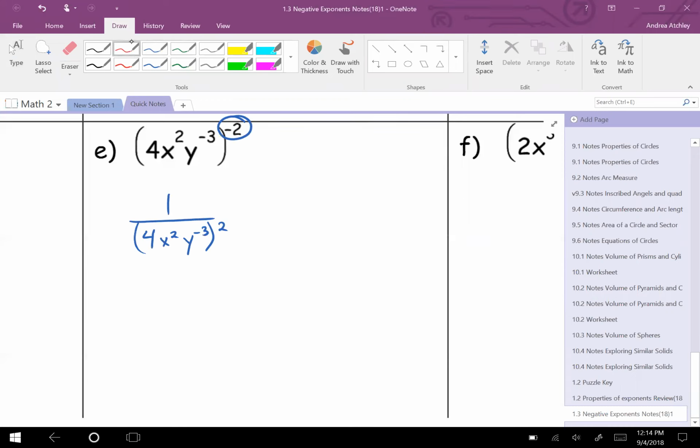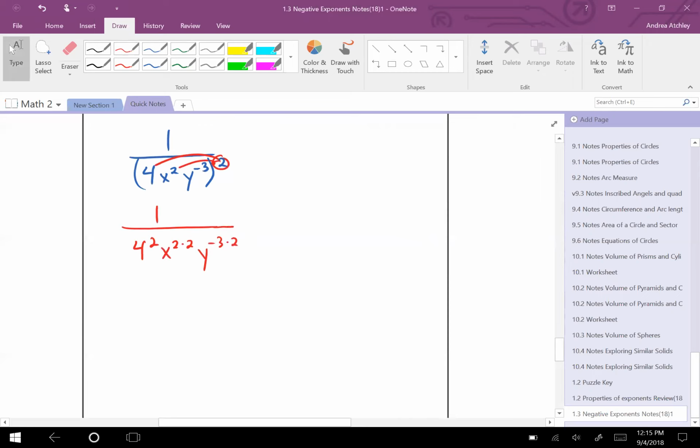Then we need to distribute that exponent to everything. So it's going to be 1 over 4 squared, x to the 2 times 2, y to the negative 3 times 2. So that's going to be 1 over 16. A lot of us forgot to square the 4, or we squared 4 and got 8. 4 times 4 is 16.